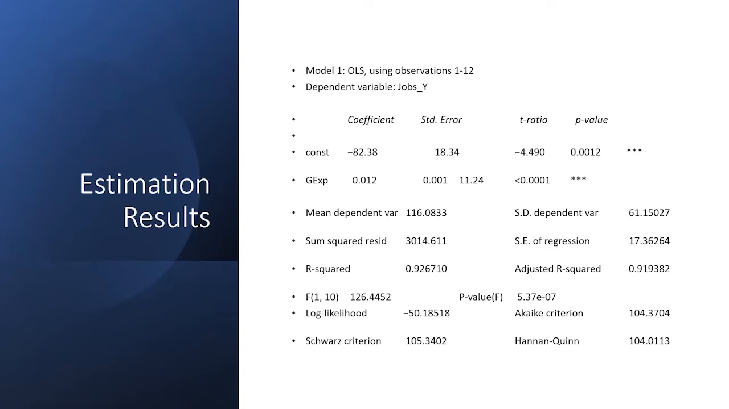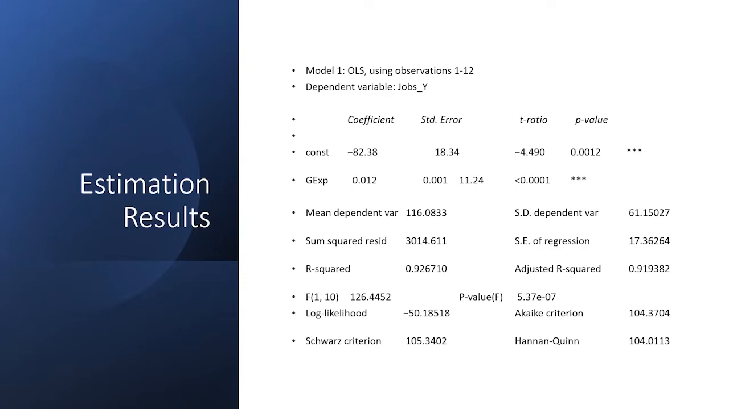Okay, and so you have the T ratio, which is the coefficient divided by the standard error. The T ratio for the constant is negative 4.490. Okay, it's negative because the coefficient is negative and you are dividing the coefficient by the standard error. Okay, that gives you the T ratio. For government expenditure, there is a bit of displacement here in the way that the slide is looking, so sorry about that, but the government expenditure T ratio is 11.24. So again, if you divide the coefficient for government expenditure, 0.012, by the standard error, that should give you 11.24, okay?